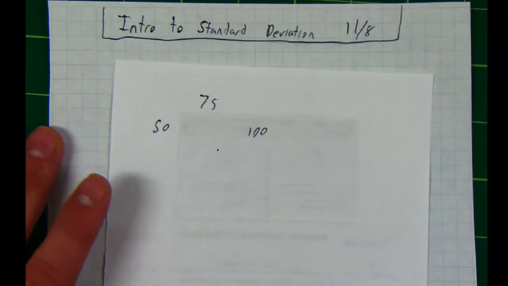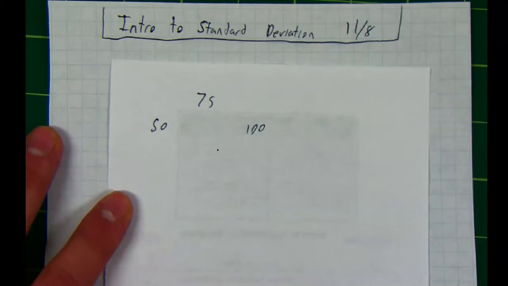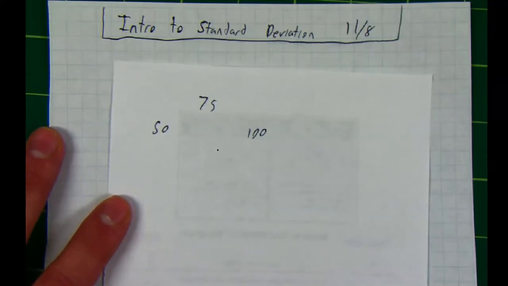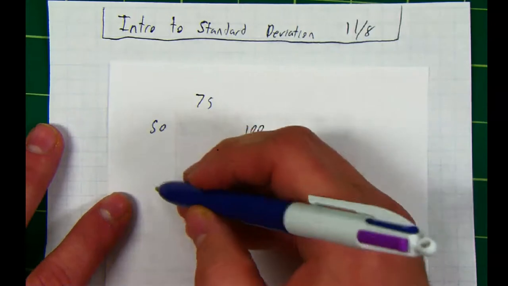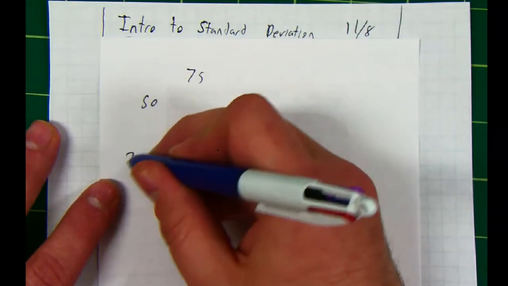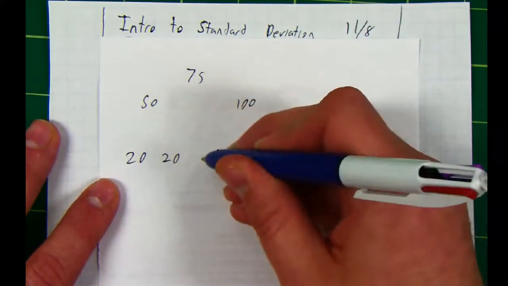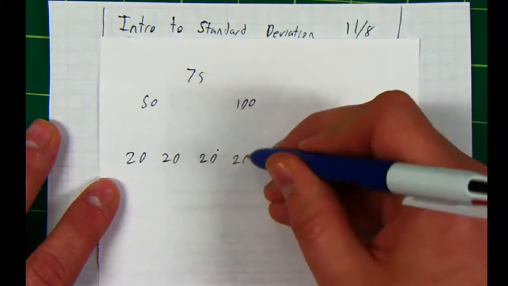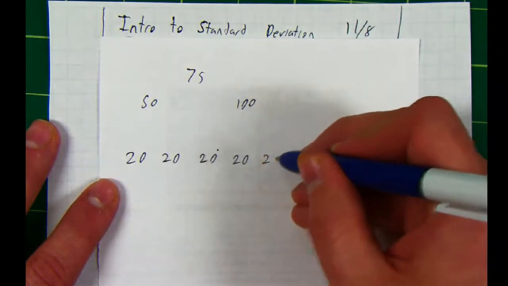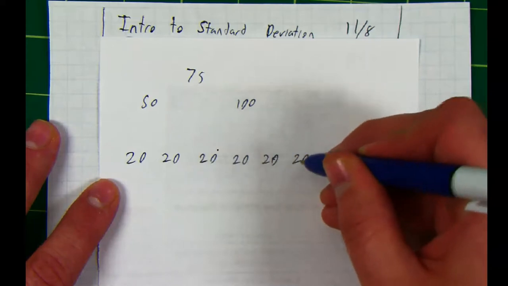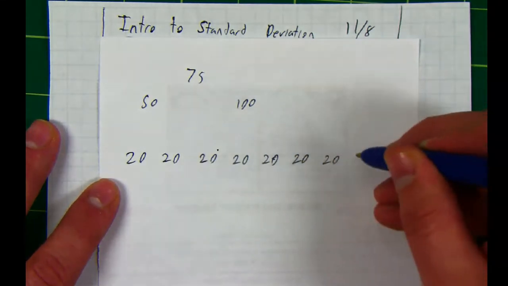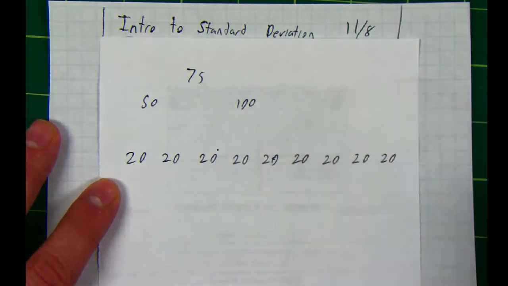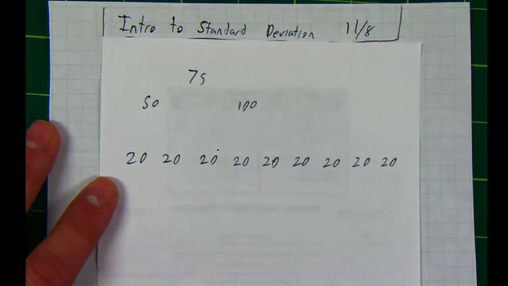Let me give you a better example. Let's say 10 people took a test. And let's say 9 of them got 20s. Again, don't write this down. 9 of them got 20s on this test.